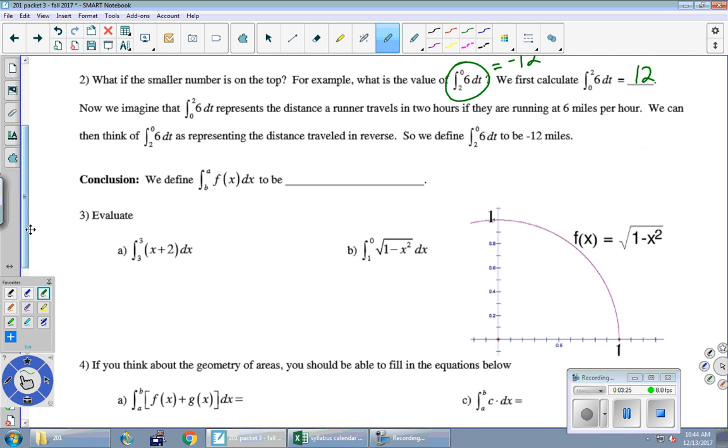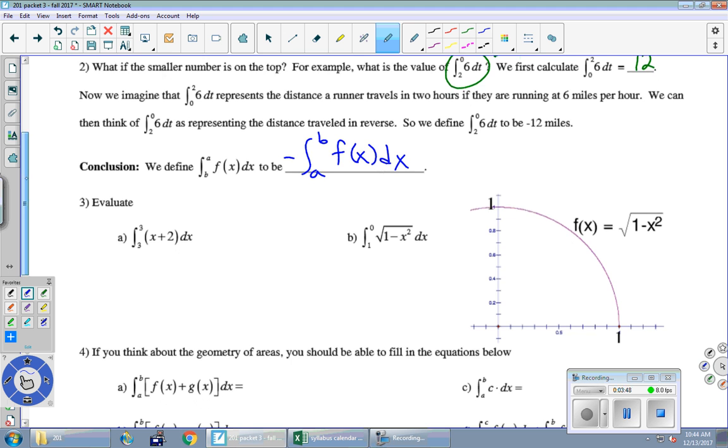And so anytime you want to swap the numbers on the integral sign, you just make it the opposite sign of what it used to be. So if you have the integral from b to a and you'd rather have the integral from a to b, no problem. Switch those limits, but put a negative sign in front of the whole thing.